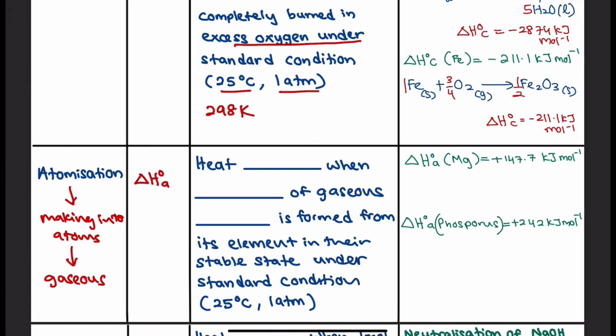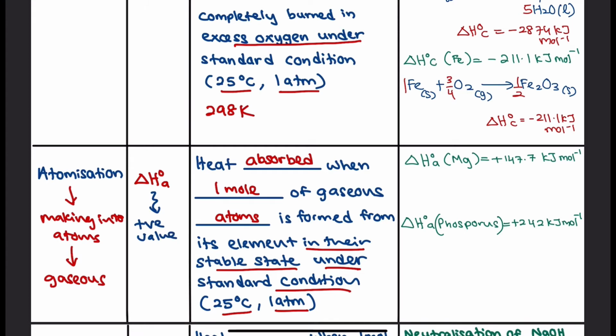The definition for enthalpy of atomization would be heat absorbed when 1 mole of gaseous atoms are formed from its element in their stable state under standard condition of 25 degrees Celsius and 1 atmosphere. Since heat energy is absorbed, delta H value would be a positive value. And the process of atomization involves bonds breaking.